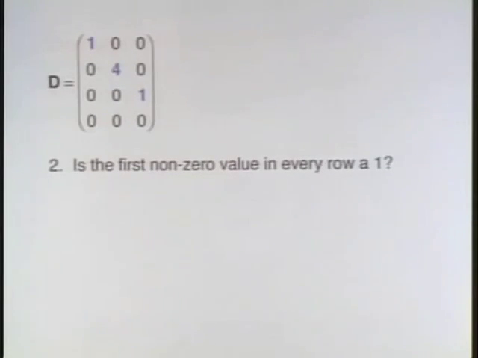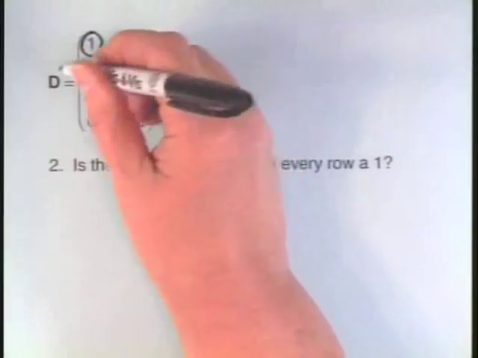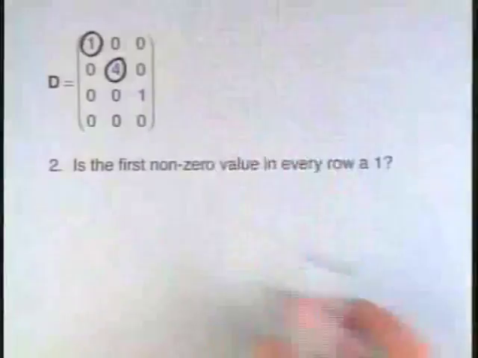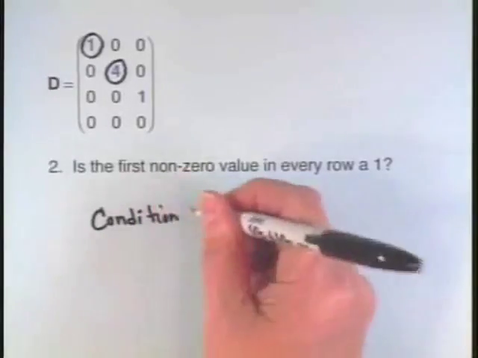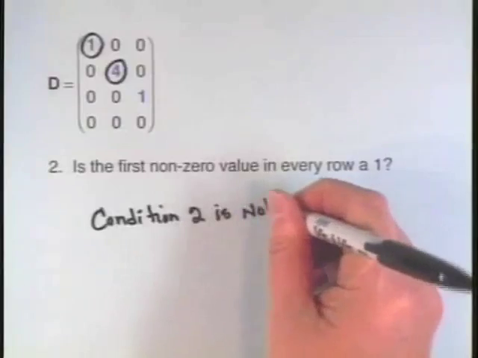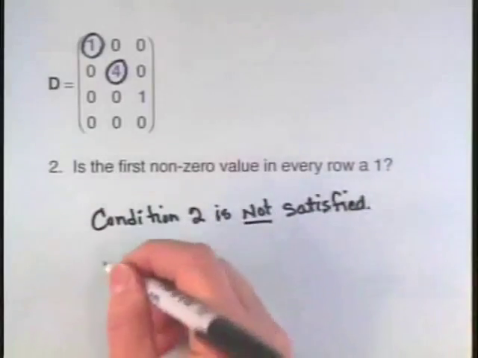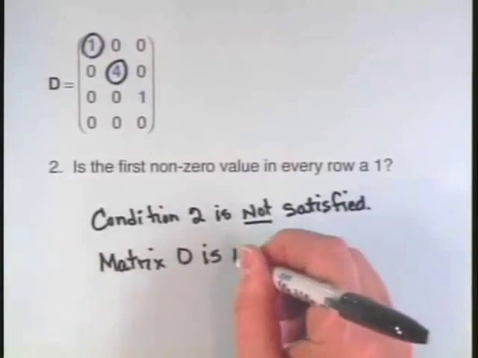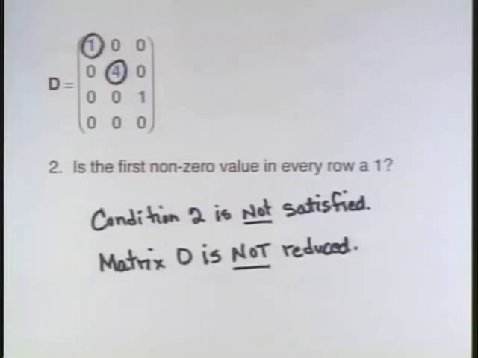Still continuing with matrix D, number 2, is the first non-zero value in every row a 1? I start along the first row and I do encounter the first non-zero entry as a 1, but when I start along the second row I have a leading 4, not a leading 1. Therefore, condition 2 is not satisfied. And matrix D is not reduced. There's no need to test the other two conditions.